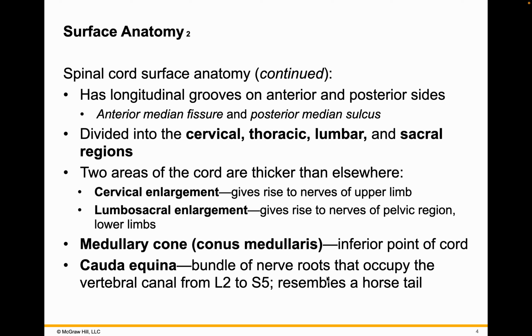There is a medullary cone at the inferior point of the cord, and at the very end we have bundles of nerve roots that occupy the vertebral canal from about L2 to S5. They look like a horse's tail, and in fact they are named with the Latin for horse's tail, cauda equina.